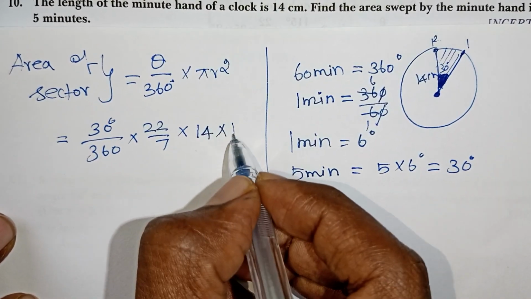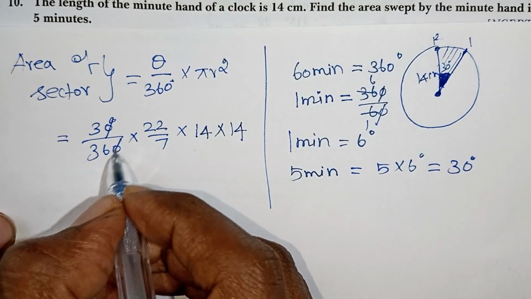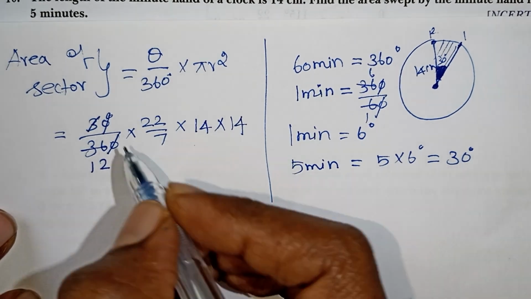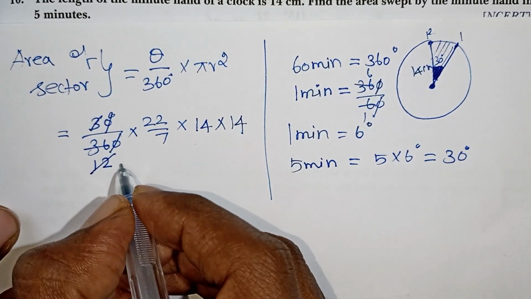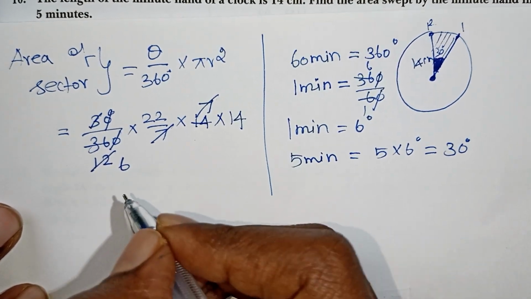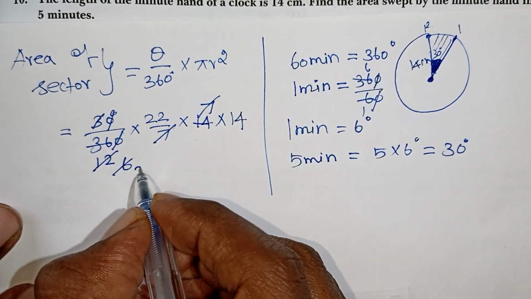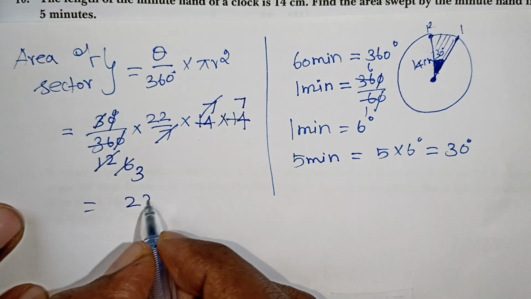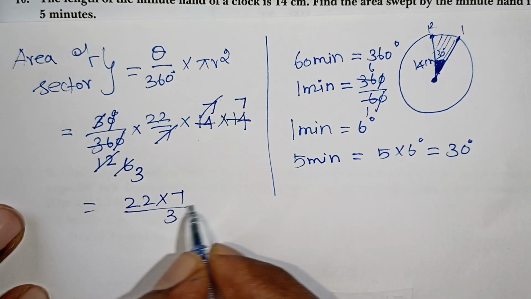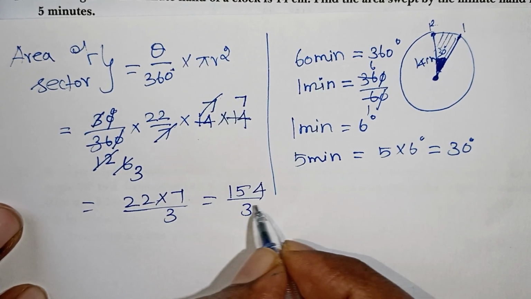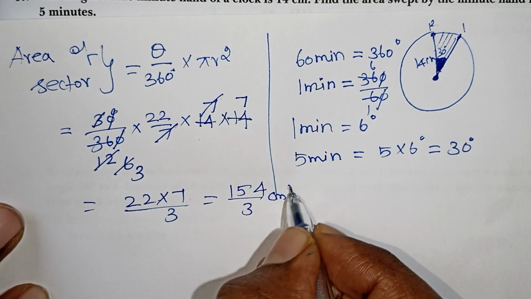R squared, so 14 into 14 we can write. 0 and 0 will get cancelled. 3 1s are 3, 12 3s are 36, we can cancel it. Now again by 2 table, this is 6s are, this is 7s are. This 7 and this 7 also will get cancelled. Again by 2 table, this is 3s are, this is 7s are. That's it. 22 into 7 by 3 we are getting. So 7 2s are 14, balance 154 by 3. Actually centimeter square is our value.